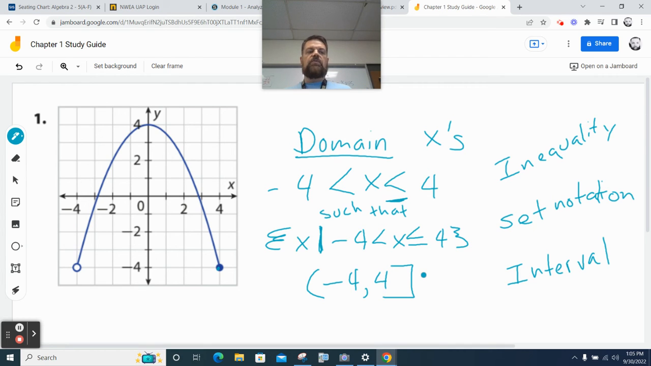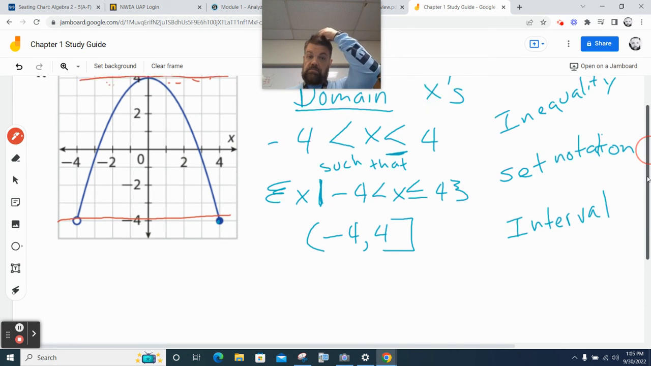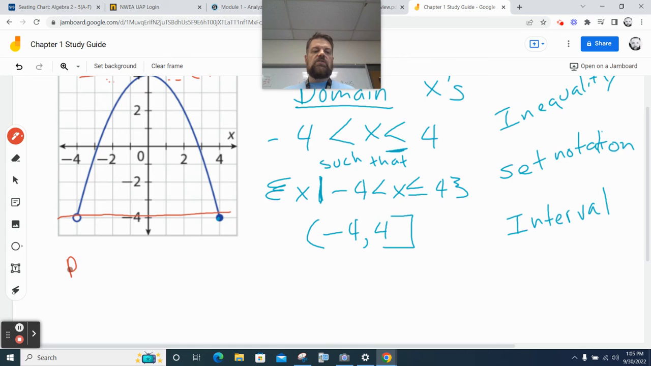Okay. Now, for the range, I'll do that in a different color. The range is the up or down. So for the range, I'm looking at these values here and these values here. What's the lower boundary for the range? It's like the exact opposite. Well, it's still the same, right? So the range is the same, except you can include or not include certain values, right? It's literally 4 and -4.